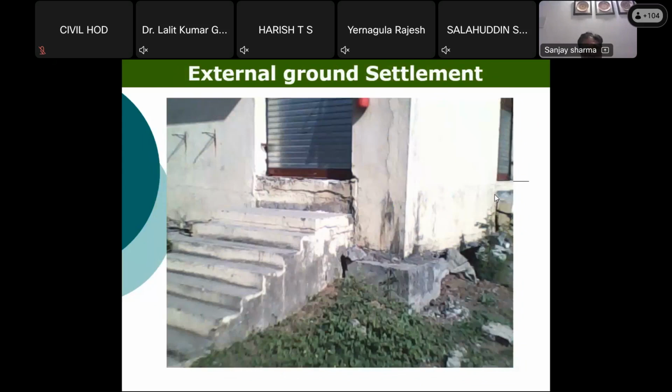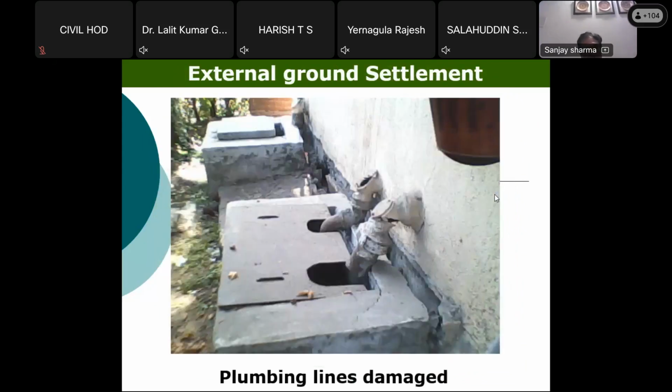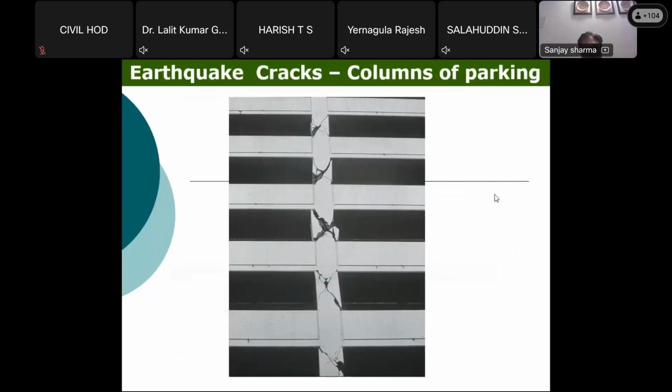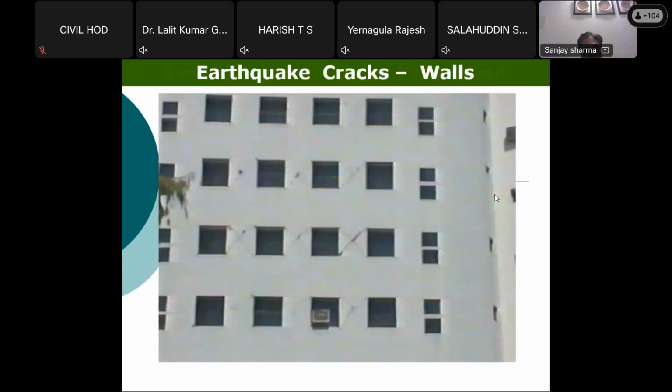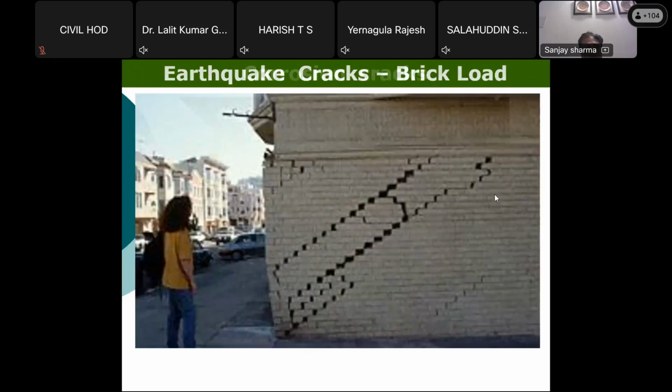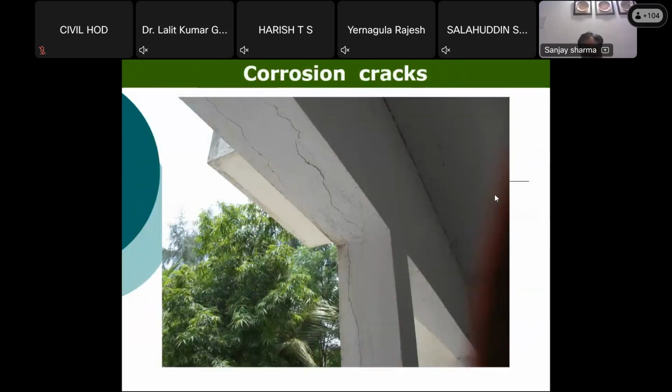And this is generally what happens many times. This is the earthquake, cracks due to earthquake and all that also. Then settlement again. Corrosion cracks. Corrosion is one of the major things, as I said. Corrosion again is of two types: one is due to carbonation, the other is due to the presence of chloride. So again their pattern is different.